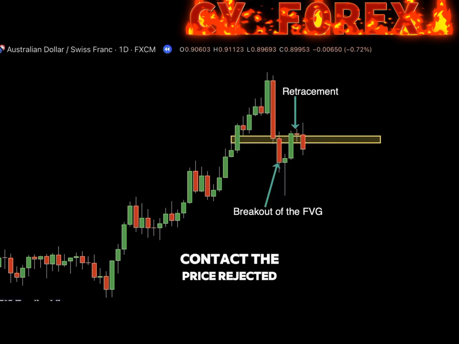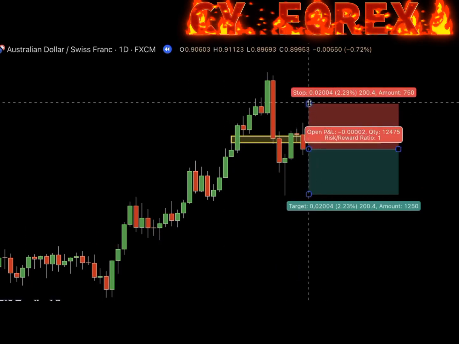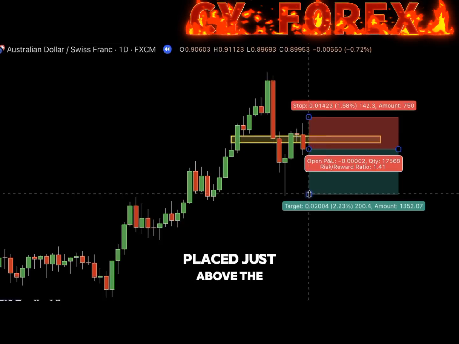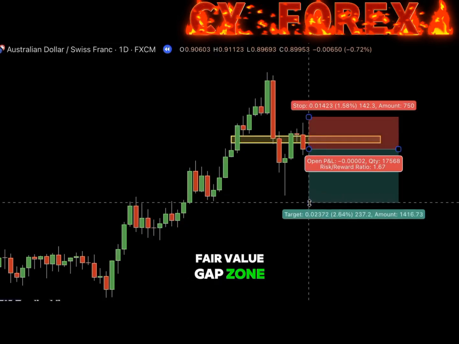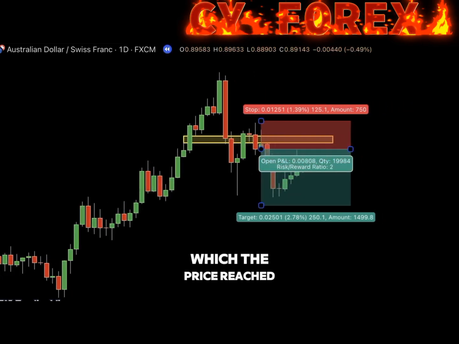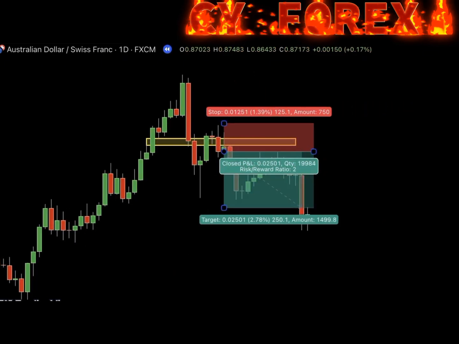At the point of contact, the price rejected the gap, indicating a potential reversal. A short position was taken at the close of the rejecting candle, with the stop loss placed just above the fair value gap zone. The profit target was set at the next significant support level, which the price reached, resulting in a successful and profitable trade.